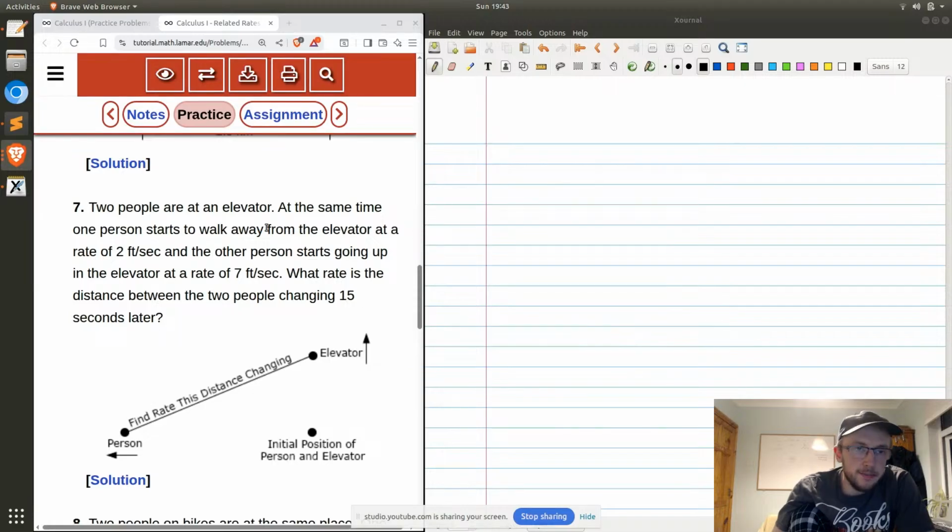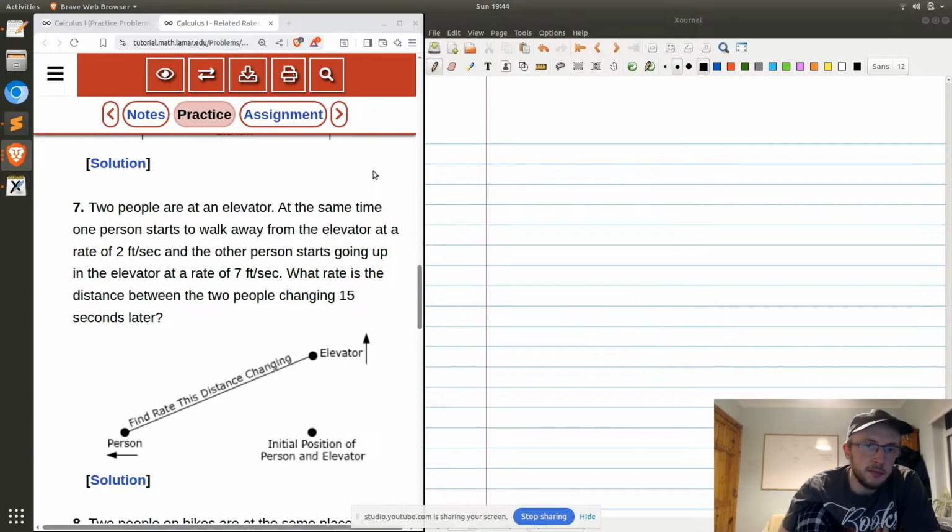Now back to it. Two people are at an elevator. At the same time, one person starts to walk away from the elevator at a rate of 2 feet per second, and the other person starts going up in the elevator at a rate of 7 feet per second. At what rate is the distance between the two people changing 15 seconds later?